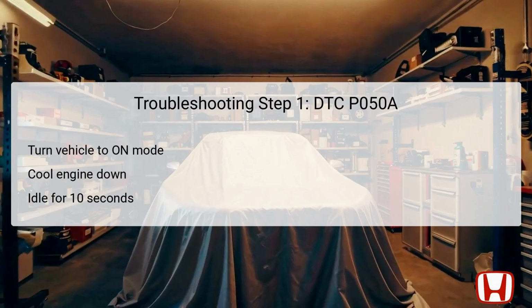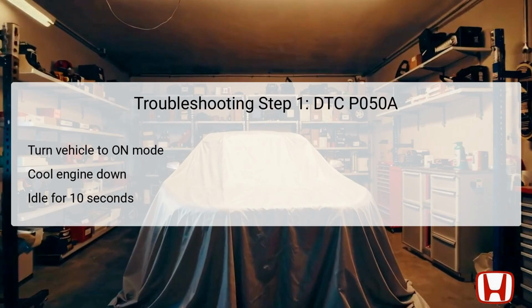The initial troubleshooting step for resolving DTC P050A involves preparing the vehicle for an accurate diagnosis. Start by turning the vehicle to the on mode without starting the engine. This allows the diagnostic tools to gather preliminary data. Next, ensure that the engine has cooled until the engine coolant temperature (ECT) sensor's reading falls to 77 degrees Fahrenheit, 25 degrees Celsius or less. This temperature is critical as it reflects cold start conditions.